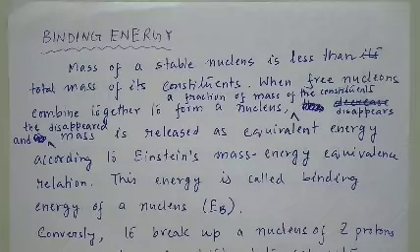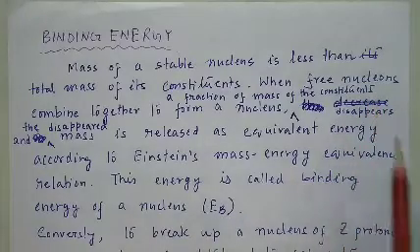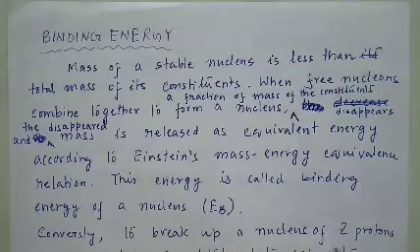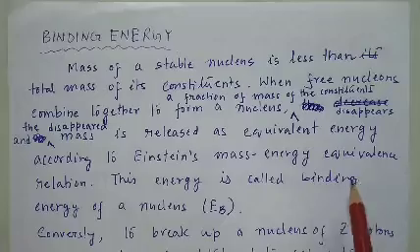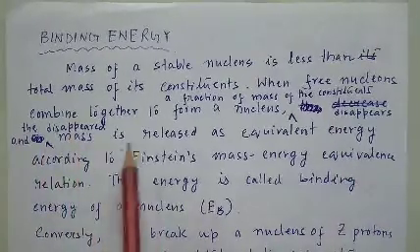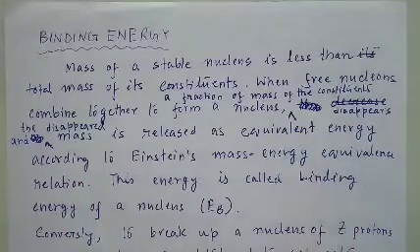Now we have learned that for a stable nucleus, its actual mass is less than the total mass of its constituents. So what has happened to this mass? When the free nucleons, that is the neutrons and protons, come close together and combine to form a nucleus, a fraction of the mass of the constituent nucleons disappears, and the disappeared mass is released as equivalent energy according to Einstein's mass-energy equivalence relation.